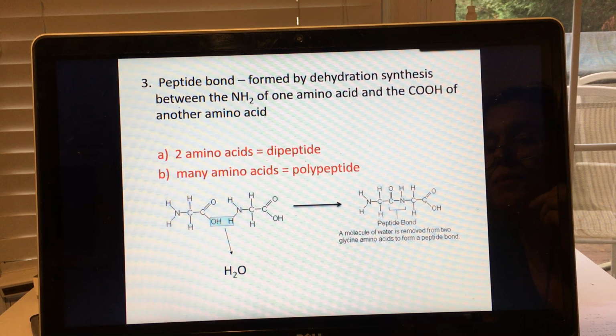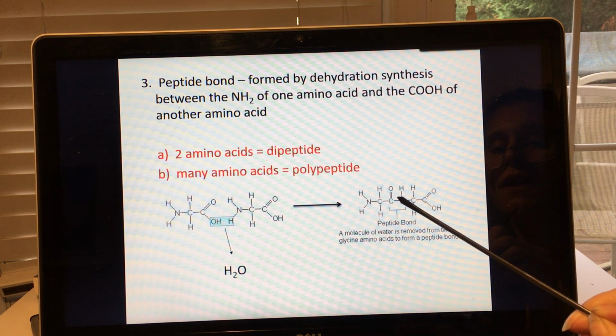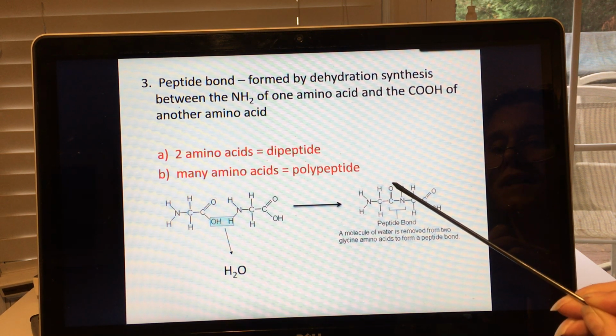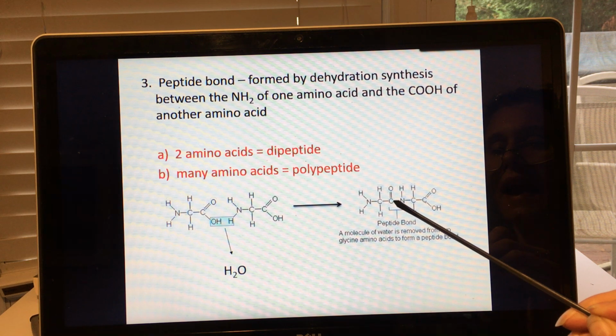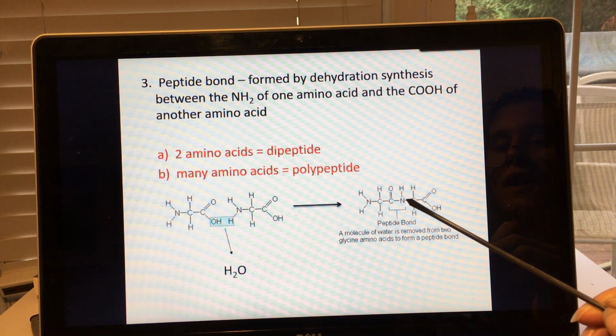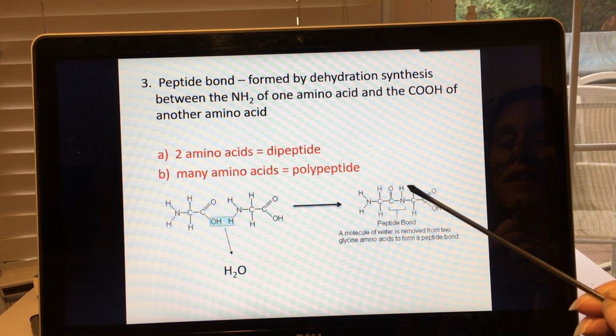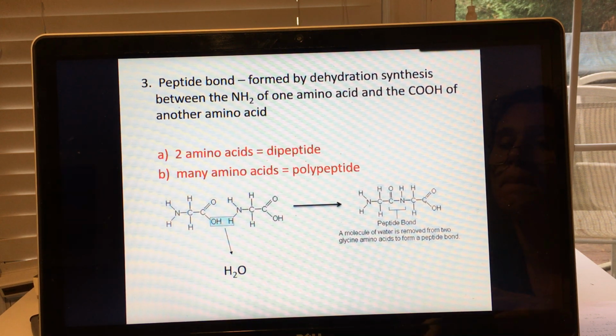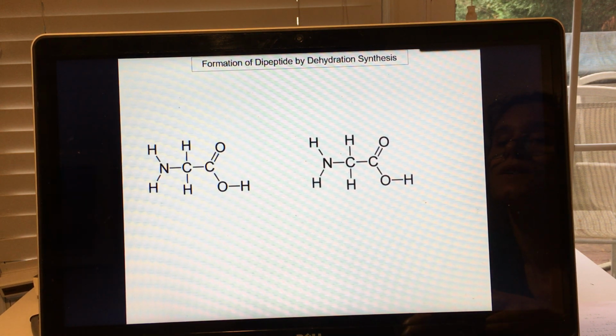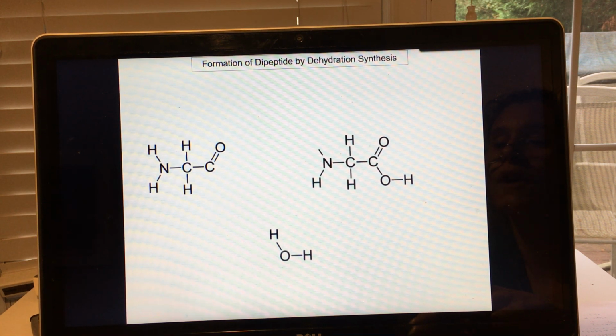And you're going to have to be able to find the peptide bond in diagrams, or you're actually going to build one of these molecules. And it's always between the carbon that is double bonded to the oxygen and the nitrogen that is left over from the amino group of the other amino acid. So here we go. We have two amino acids. We have water forming.